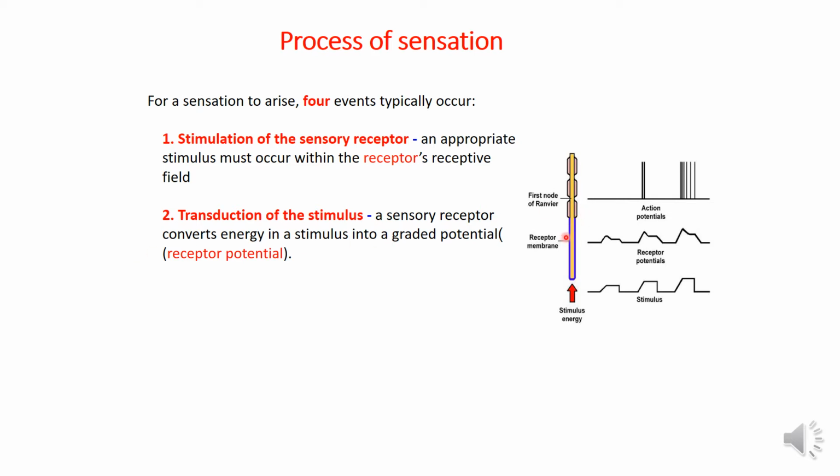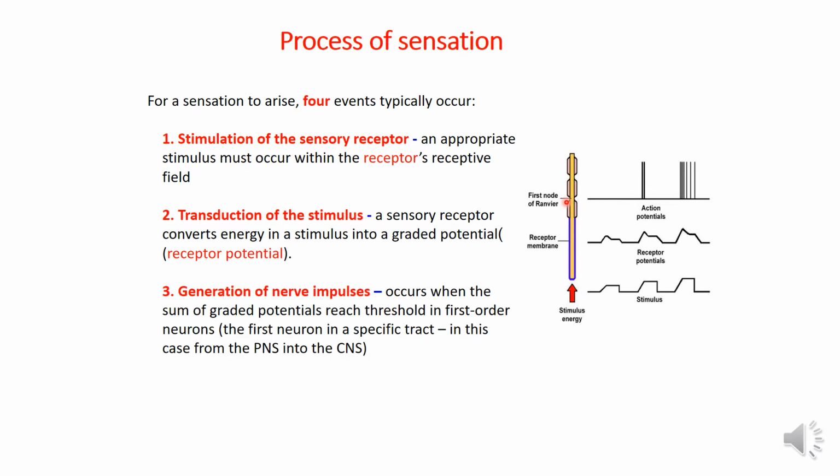Then the receptor potential is going to spread along the sensory neuron until it reaches the first node. From there, the receptor potential is going to generate an action potential when it is strong enough to reach the firing level and open the voltage-gated sodium channels, producing generation of an action potential, or nerve impulse.